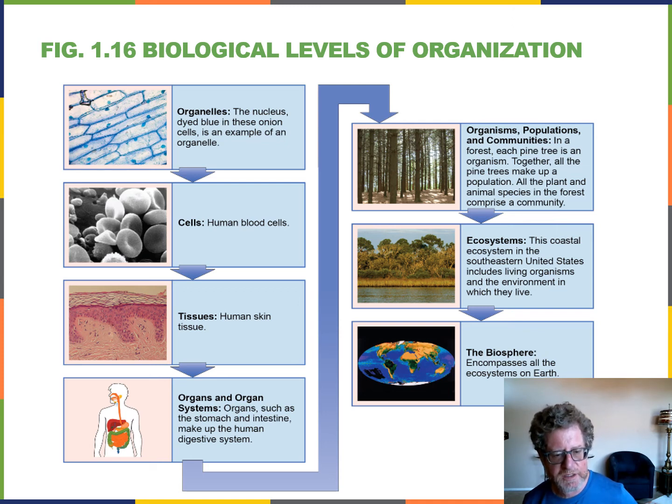Going larger still, cells work together to make tissues. Here's some skin tissue. Then tissues work together to make organs and organ systems. So here's the digestive system, which includes the stomach, the liver, the gallbladder, and so on. Okay? And then you get an organism.